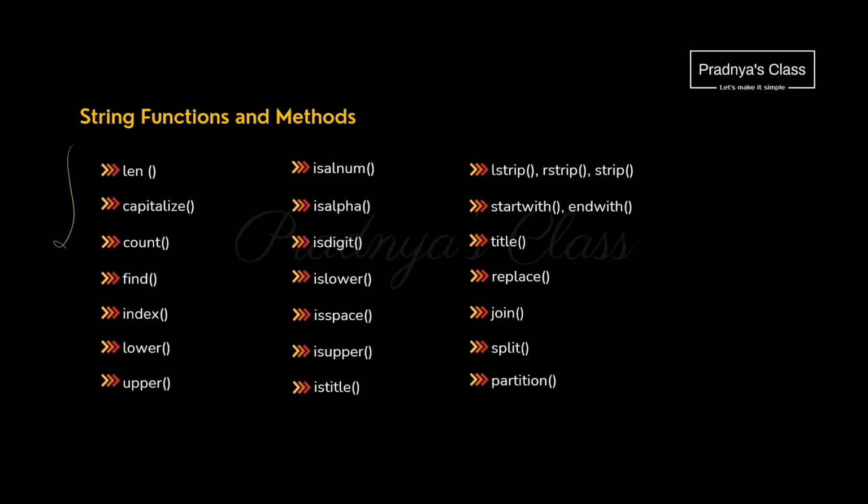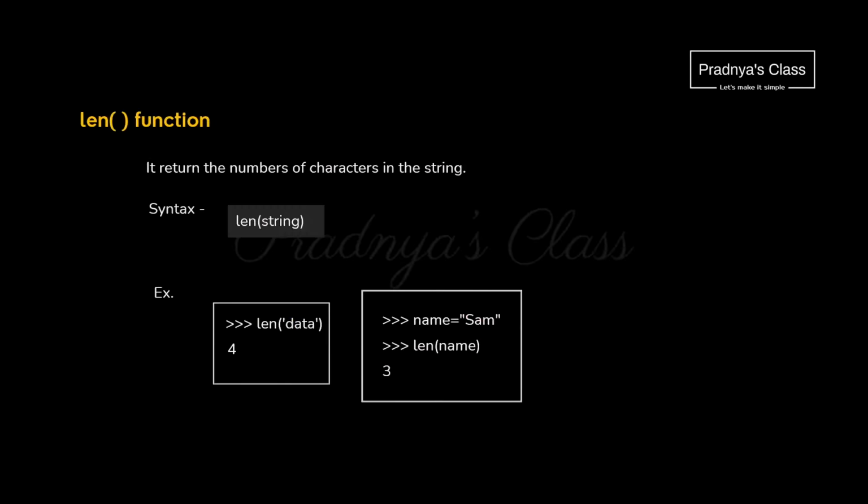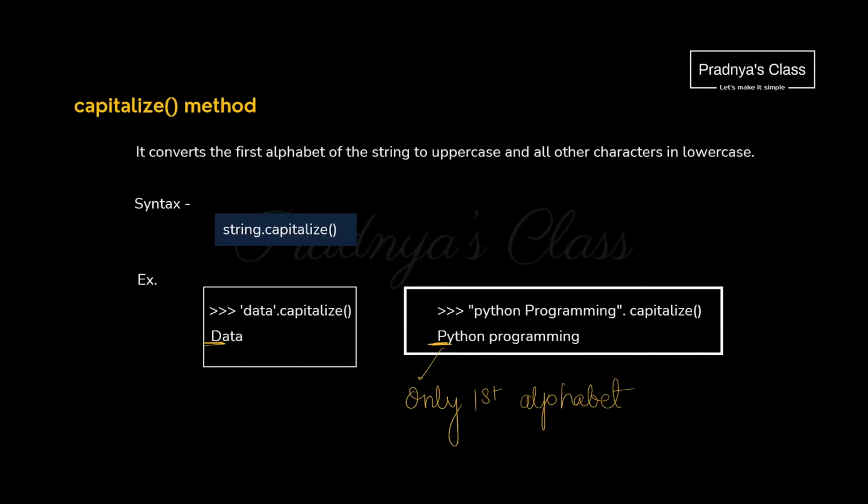Alright, here is a list of different functions and methods associated with strings. It's very easy to understand, but keep the syntax in mind. With the help of len, we will get the number of characters in the string. The capitalize method will convert only the first character of the string to capital. Others will be in lowercase.